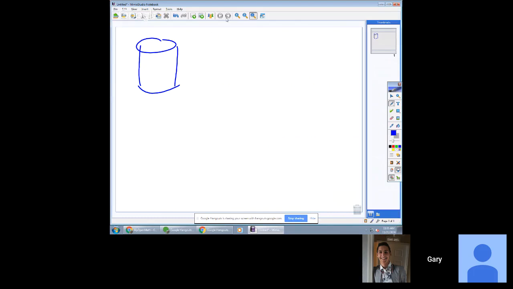Okay, so let's do it. We established the other day that we needed a volume for a can that was 1,000 cubic centimeters. The formula for volume is pi r squared times h, a circular bottom and then the height.